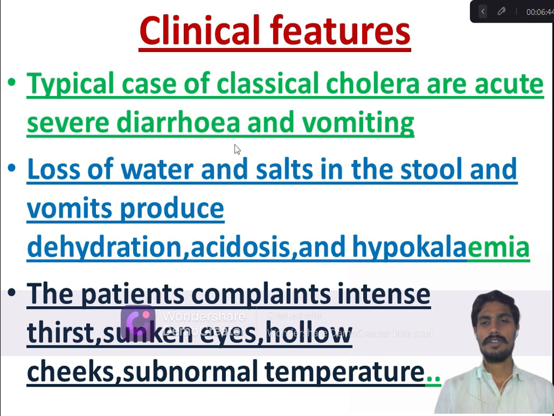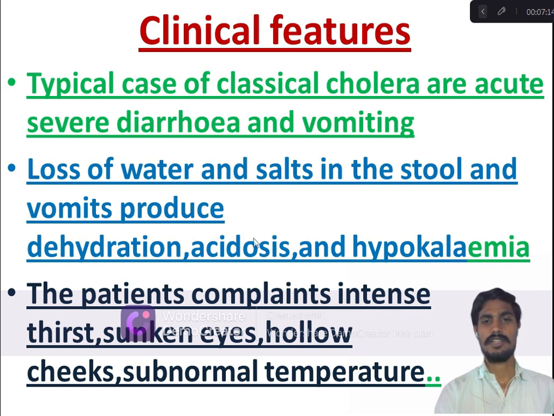While the time of cholera, what happens? There is severe diarrhea, meaning loose motion, and vomiting. Both repeat at the same time. Next you can see loss of water and salts. Due to the repeated diarrhea and vomiting, there is loss of water and salts, that leads to dehydration. Dehydration means loss of water.